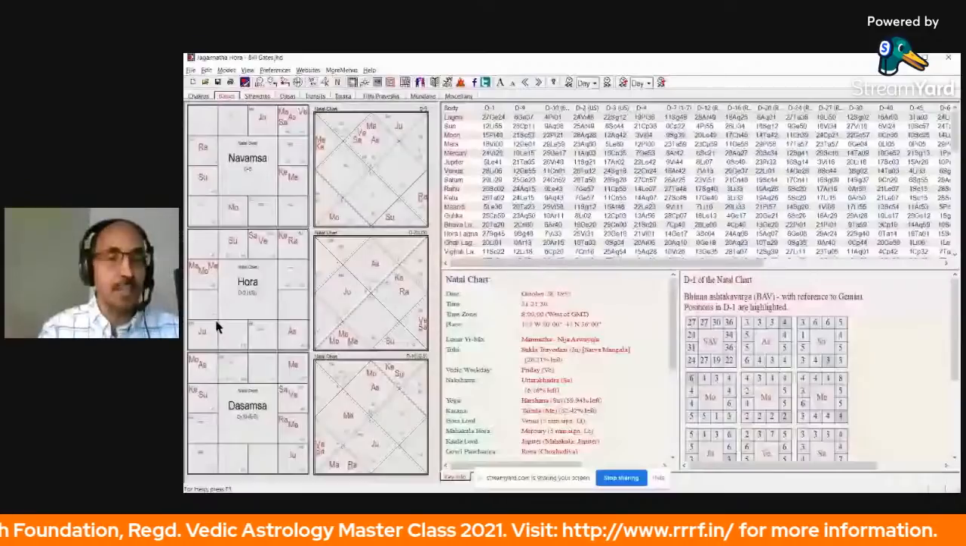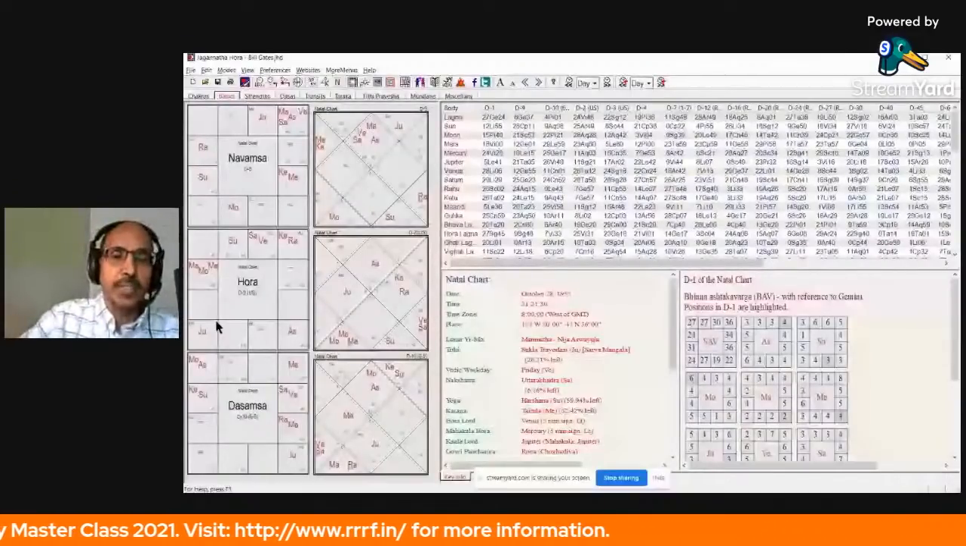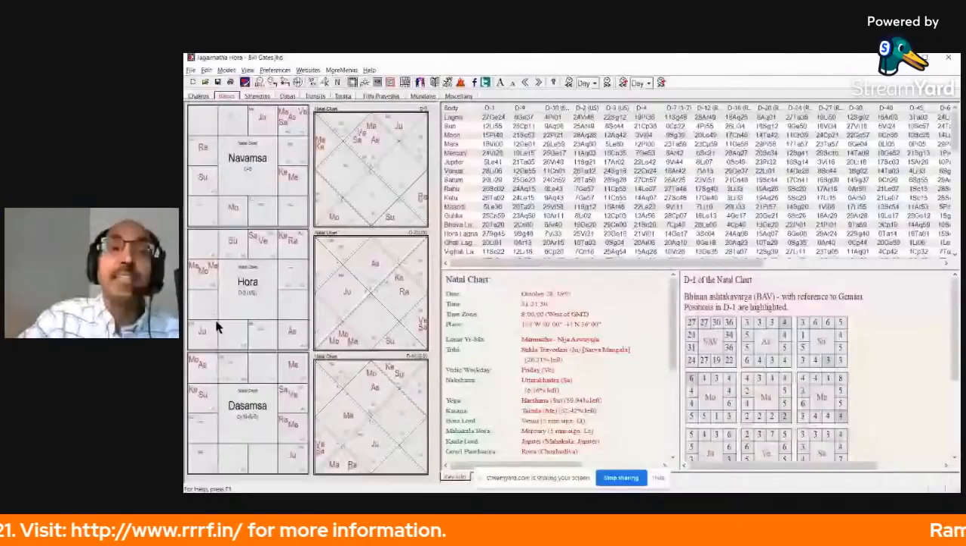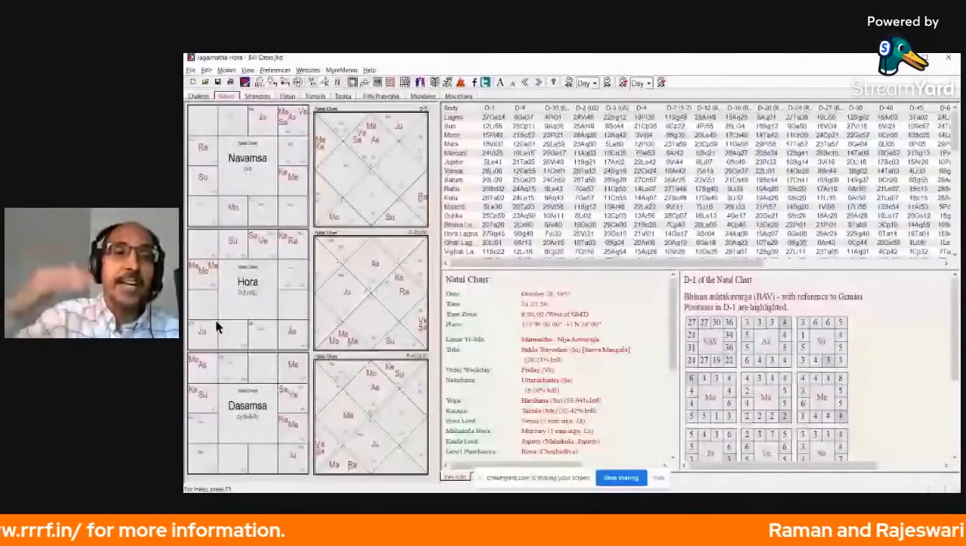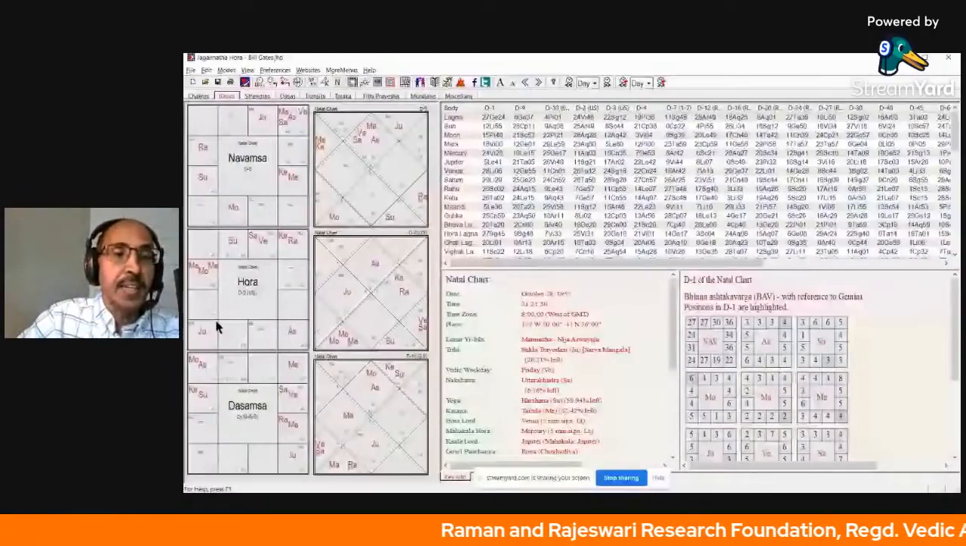And as a matter of fact, I won't again go into dasas, etc., but during their periods, he was listed as the world's richest man. That was what made him really, really famous. People knew about him, and that is what the Saturn Venus combination will show.